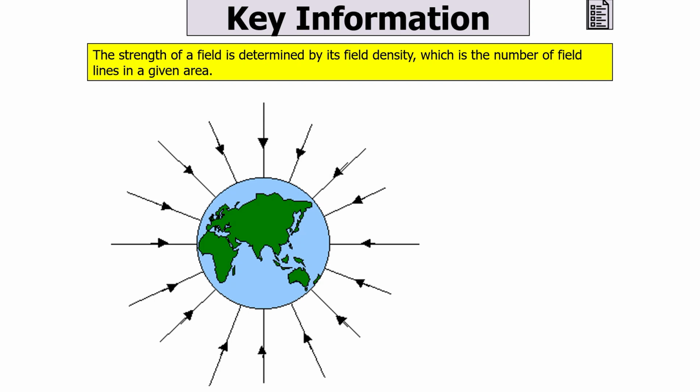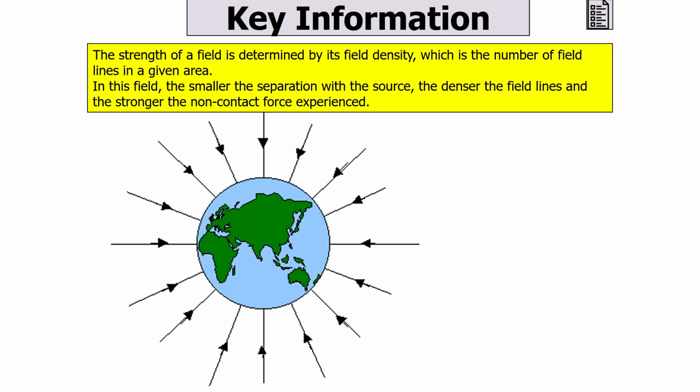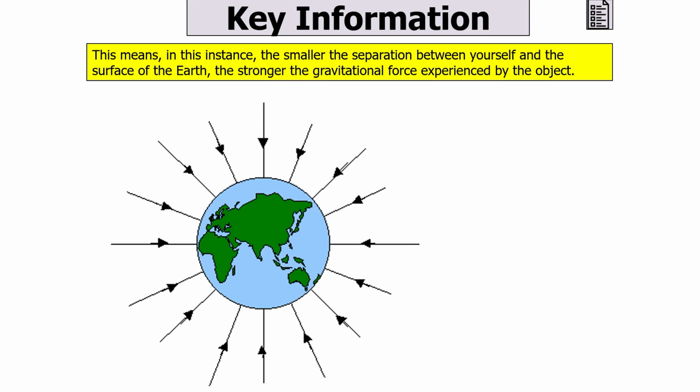Now, the strength of a field is determined by its field density, which is the number of field lines in a given area. In this field, the smaller the separation with the source, the denser the field lines, and the stronger the non-contact force experienced. This means in this instance, the smaller the separation between yourself and the surface of the Earth, the stronger the gravitational force experienced by the object.